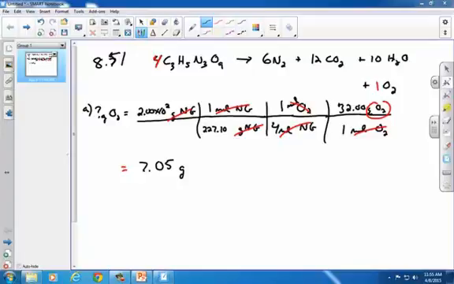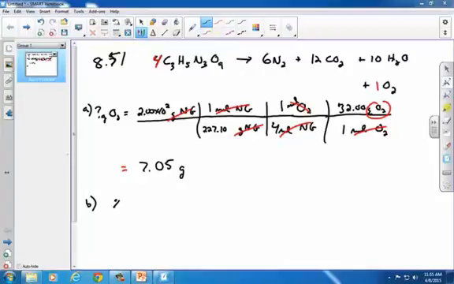Questions about that one? Other questions? Oh, yeah, sorry. Part B. There's more than one part. Calculate the percent yield if the reaction actually generated 6.55 grams.